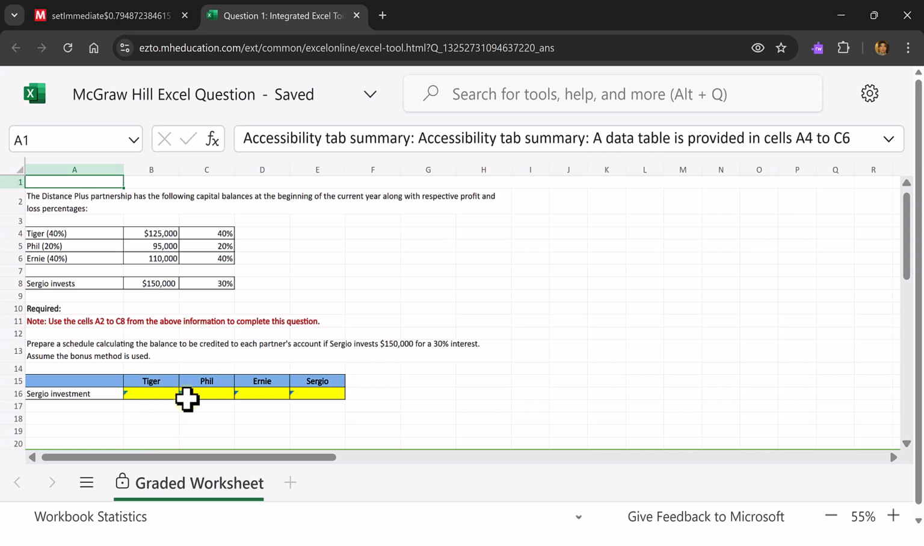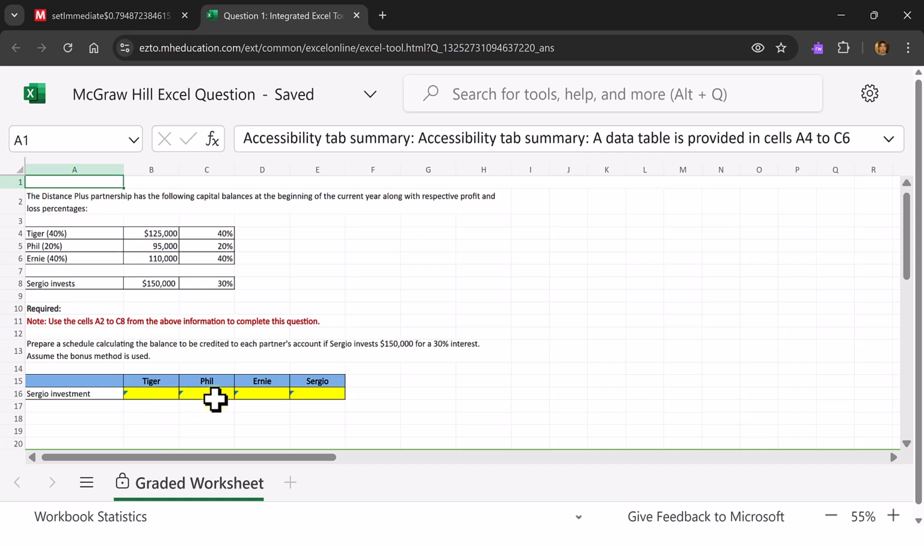Not too much to fill in here. Again, the instructions say to prepare a schedule calculating the balance to be credited. Not the balance, but the amount to credit to the capital accounts when Sergio contributes this $150,000. Again, they use the word invest. I think our textbook also uses the word contribute. That means the same thing. To get a 30% interest of the whole partnership. The whole partnership is the total of these 4 amounts here. And again, he gets 30% of that.